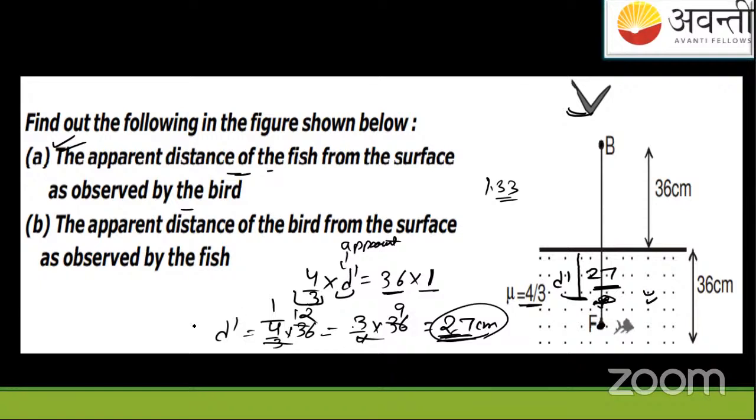The second question is the opposite of this. How will you solve that? Now they're saying what distance of the bird the fish will feel. So the fish will feel like this, that the bird is not near, but the bird is far away from the surface. So the fish will see that the bird is far away. That is basically the apparent thing, and the real is actually 36. Now I'll use the formula again. For the second part, it's very easy. Apparent, 4 by 3 D dash. Real, 36 into 1.